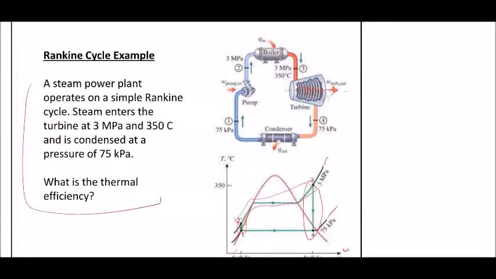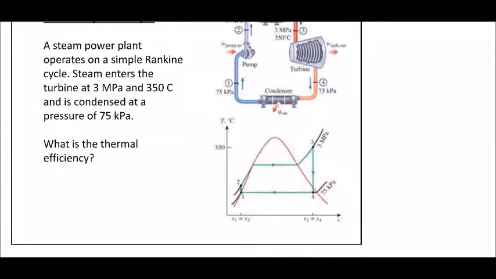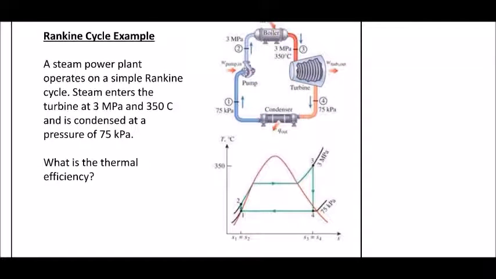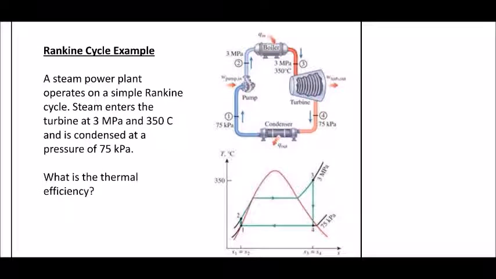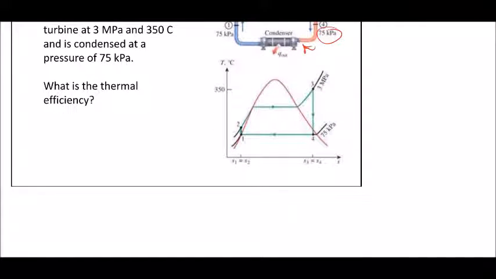Okay, so now we have this problem here, and Gilad is going to bring you through the calculations from state 1 all the way to state 4. So, a steam power plant, which is shown in this diagram to the left, operates a simple Rankine cycle. Steam enters the turbine at 3 megapascals and 350 degrees Celsius, and is condensed at a pressure of 75 kilopascals. We're going to eventually find out the thermal efficiency.